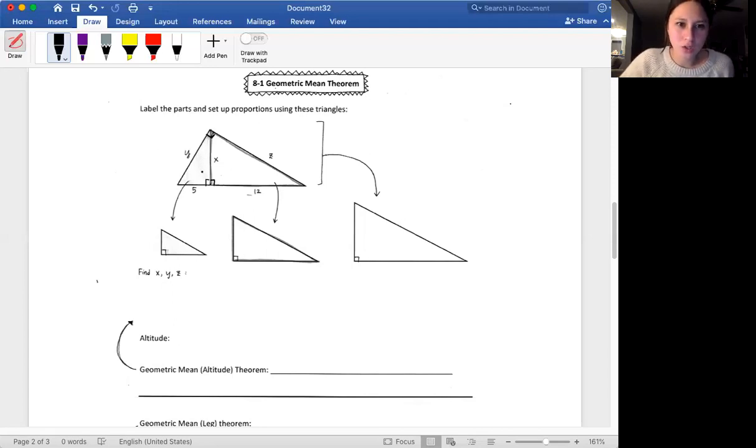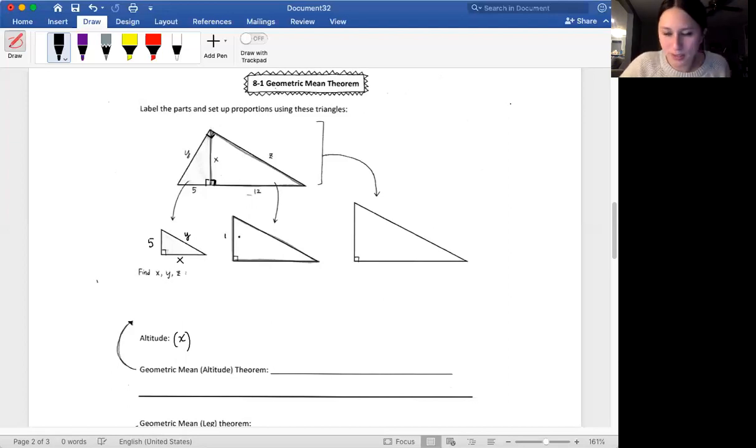Let's label the parts. So looking at this, it looks like I have 5 right here. This is what we call an altitude, and so the altitude is kind of like the height of the triangle, but it's really just making a right angle from the base of the shape to the very top of the shape. So that's 5. This base is x. And then this hypotenuse, the long side of the right triangle, is y.